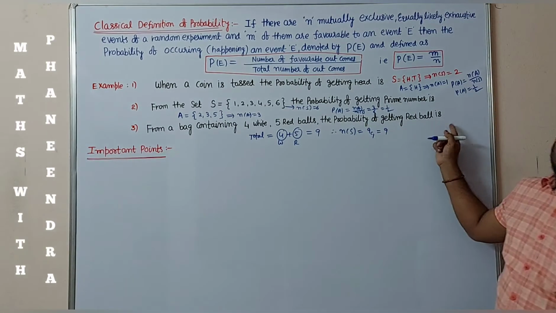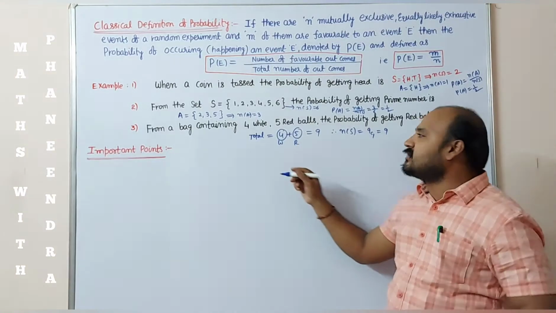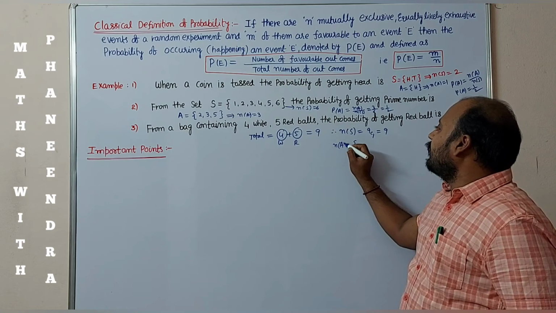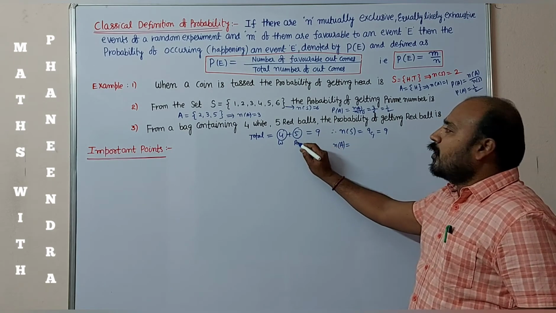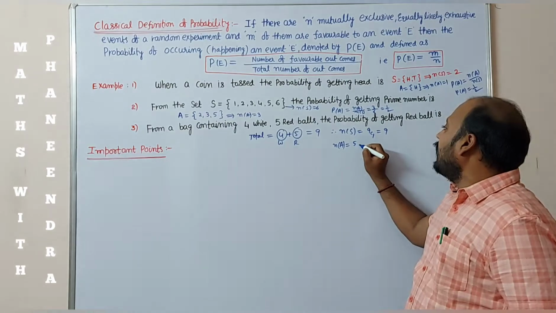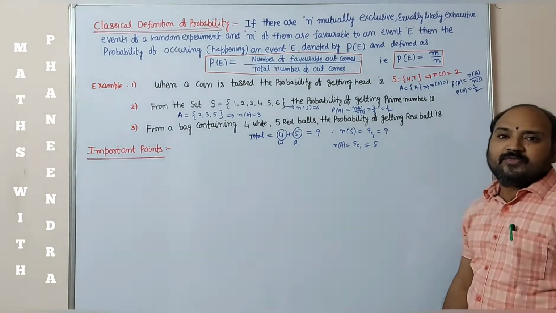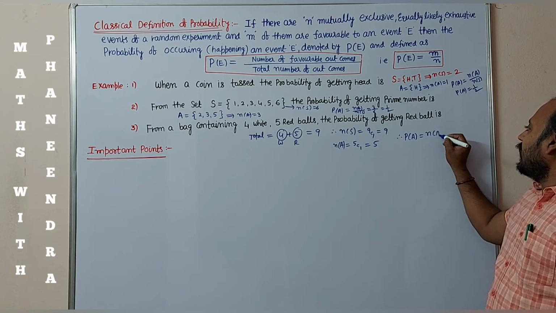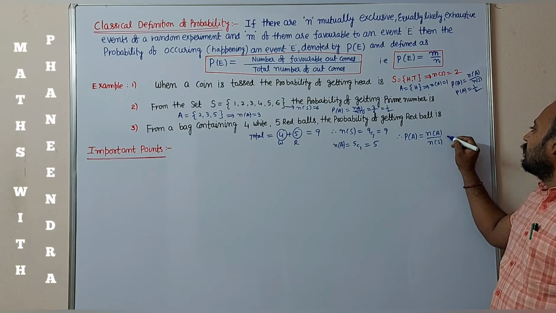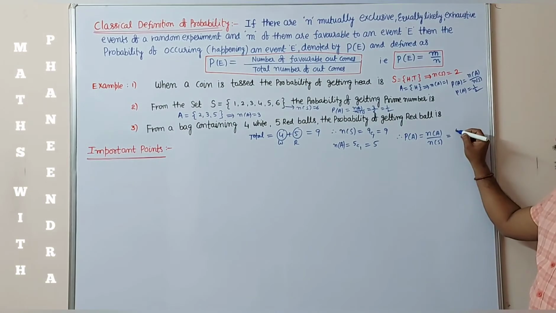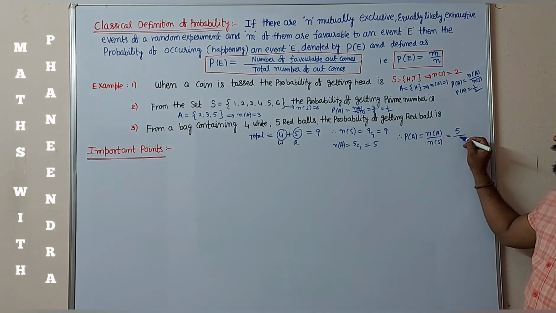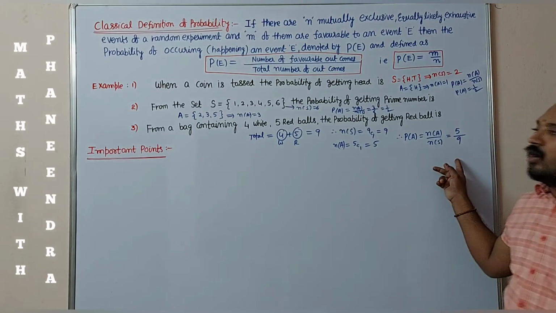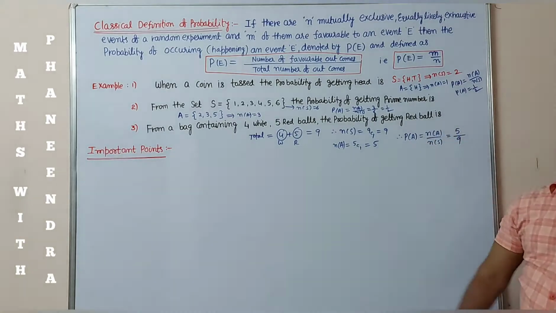The probability of getting a red ball: how many red balls are there? 5 red balls. So let A be the event of selecting a red ball. So N of A is equal to, among those 5, we can select 1, 5C1, which is equal to 5. Therefore, the required probability P of A is equal to N of A by N of S. N of A is 5, N of S is 9. Therefore 5 by 9. This is the probability of getting a red ball.